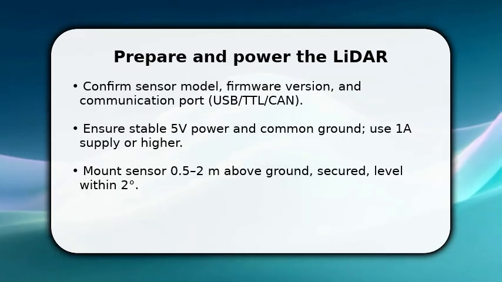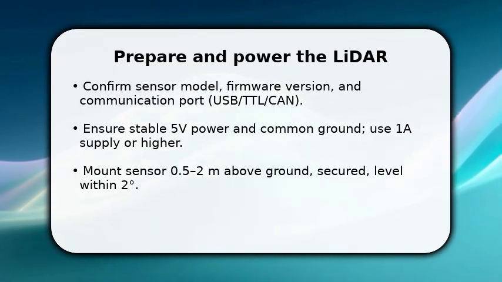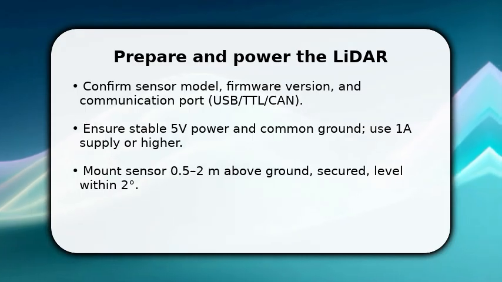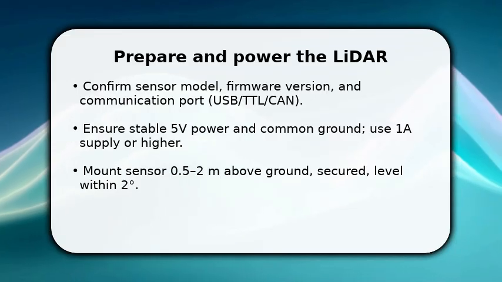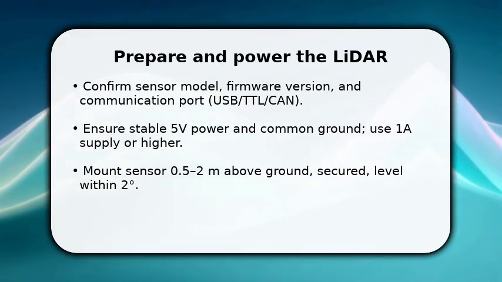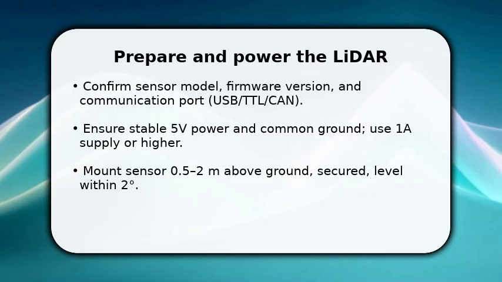You start by verifying prerequisites: model, firmware, and interface. Connect power and ground first. Make sure the supply can deliver stable 5V at 1A or more. Once powered, attach the communication cable to the host, USB, UART, or CAN, and enable the port.